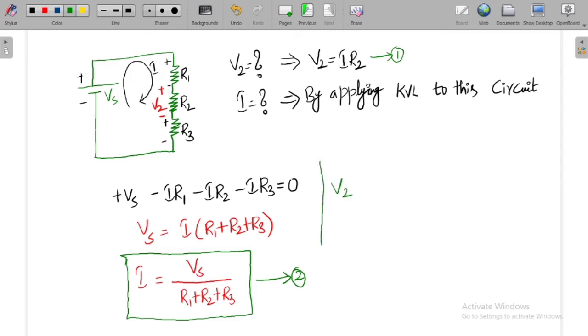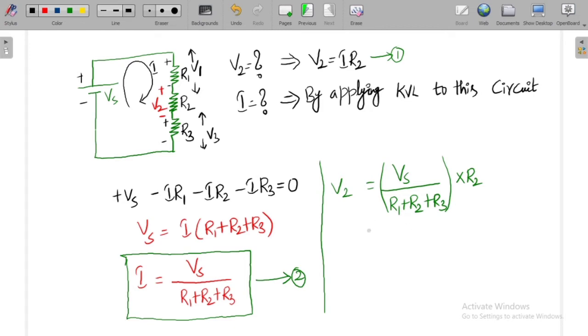Now substituting the second equation in the first equation, V2 can be written as Vs by R1 plus R2 plus R3 times, this is I, right, times R2. So V2 is nothing but the total source voltage multiplied with the resistance R2 divided by the sum of all the resistors. Now similarly we can find the voltage drop across R1 and the voltage drop across R3.